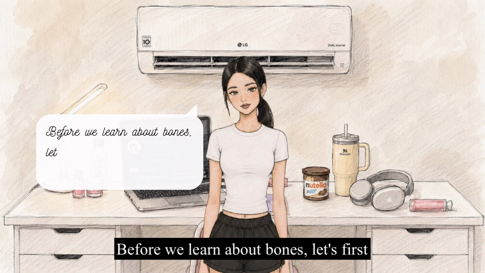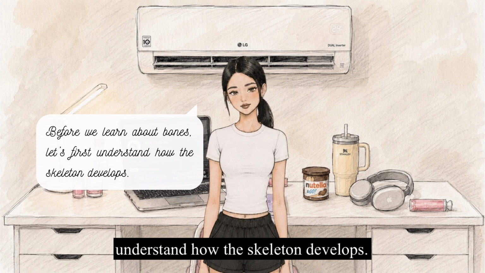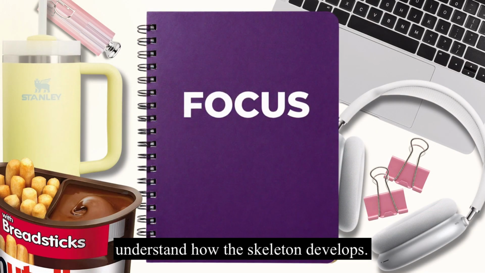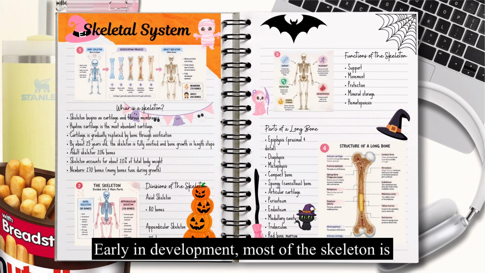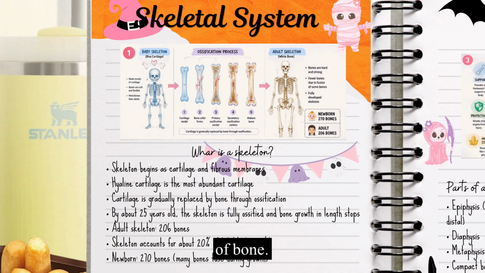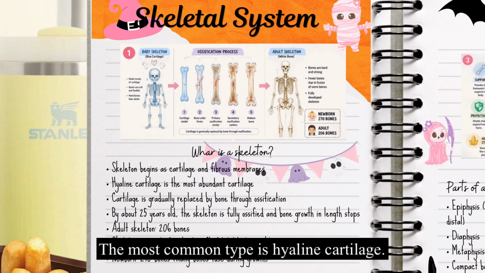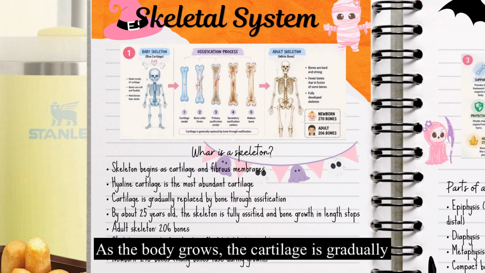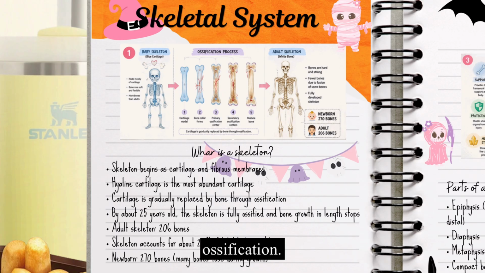Before we learn about bones, let's first understand how the skeleton develops. Early in development, most of the skeleton is made of cartilage and fibrous membranes inside of bone. The most common type is hyaline cartilage, which serves as the model for many bones. As the body grows, the cartilage is gradually replaced by bone through a process called ossification.